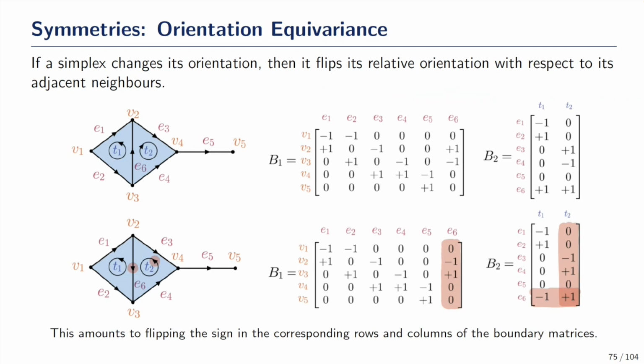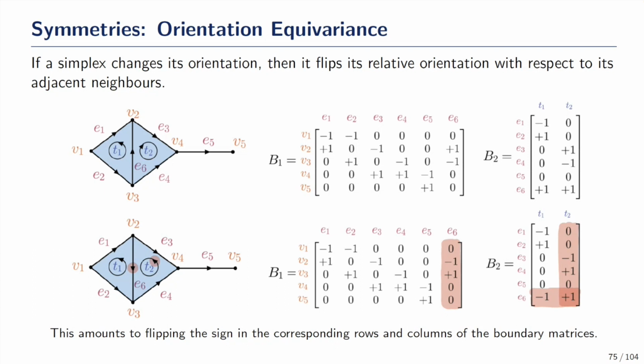So how exactly do we talk about orientation equivariance? What does it mean to flip your orientation? Essentially, if you flip your orientation, you change it with respect to everything that's connected to you. In this diagram, in the second row, I switched the orientation of this edge you see highlighted in red and also of this triangle. So the column where this edge shows up reverses all its signs, and also the row where it shows up in the other boundary matrix. Similarly for the triangle, you multiply that column by -1, and that flips everything.